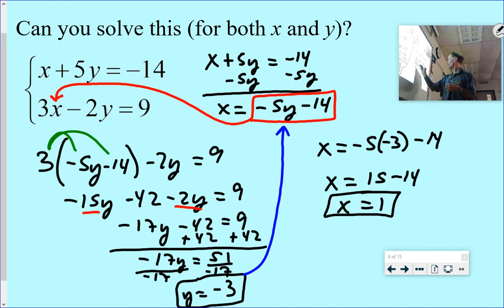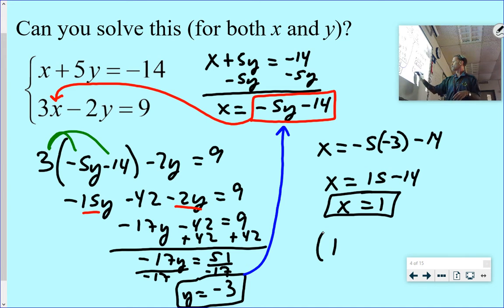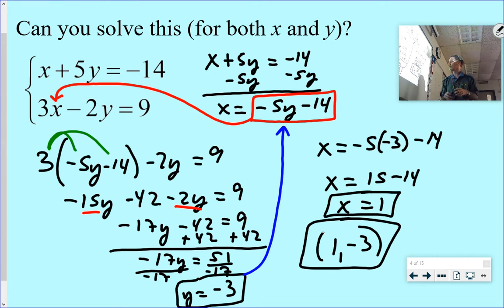I'm going to write my final answer as a coordinate point, because if we graph these things, these two lines would intersect at that point. So I'm going to write my final answer as 1, negative 3. And that's it. You're done. That's your answer. So they would intersect at the point 1, negative 3 on the xy plane.